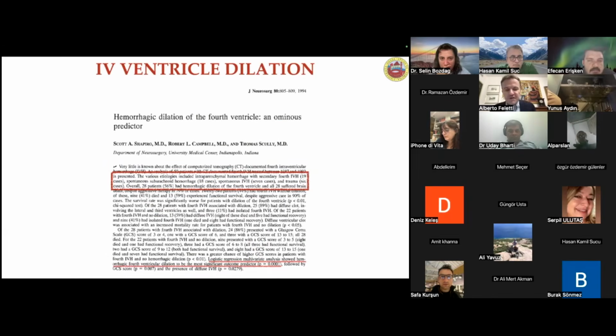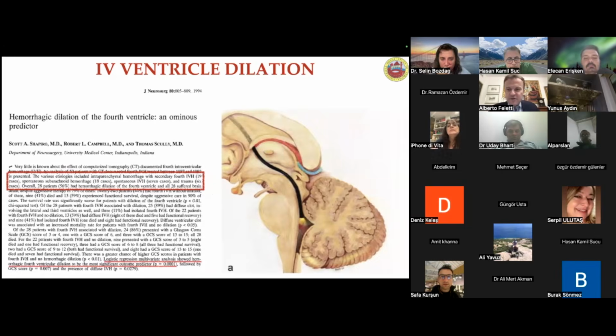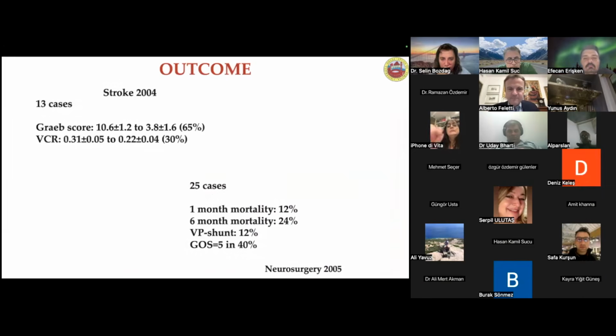It's very important, in my opinion, to be able to aspirate directly the blood clots also from the fourth ventricle, because, again, from the literature, we know that fourth ventricular dilation is the most significant outcome predictor in patients with IVH, as published in the Journal of Neurosurgery several years ago. And the only way to get there is using a flexible scope, as we said.